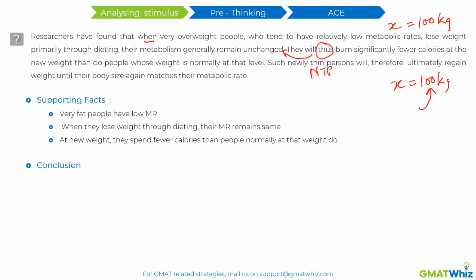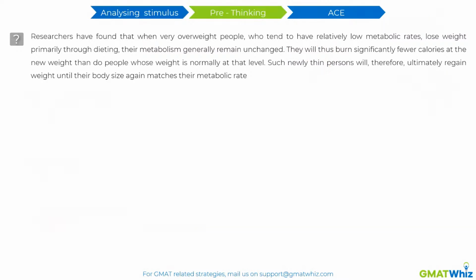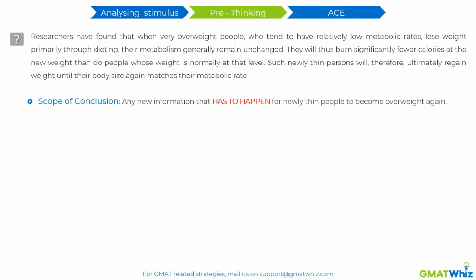So if I put down my conclusion, I'm saying people who have lost weight will, through this dieting, again put on weight until their weight matches their metabolic rate. All right. Now I'm going to fix the scope. Any new information that has to happen for newly thin people to become overweight again. This is what I'm searching for. Any new information, since it's an assumption question, that is why I'm using the term 'has to happen.' Any new information that has to happen for these newly thin people to gain back all the weight that they've lost. So with that scope, I'm going to consider each option.